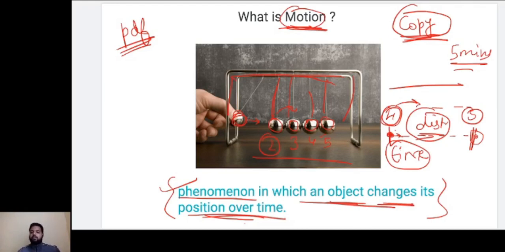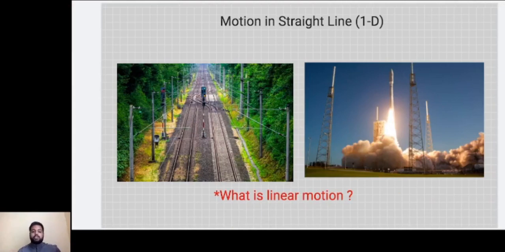So as of now, what is motion? There's nothing more to learn about it. You can just see this diagram, and there's a small example of what is motion. Okay, now it's clear what is motion. Now let's come to the second topic, what is motion in a straight line.